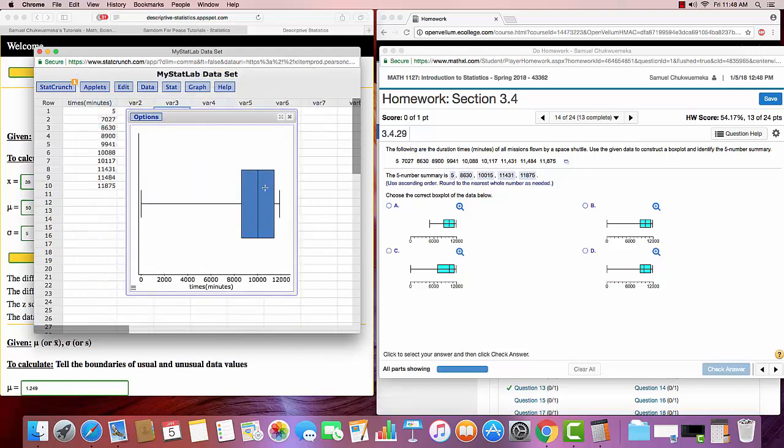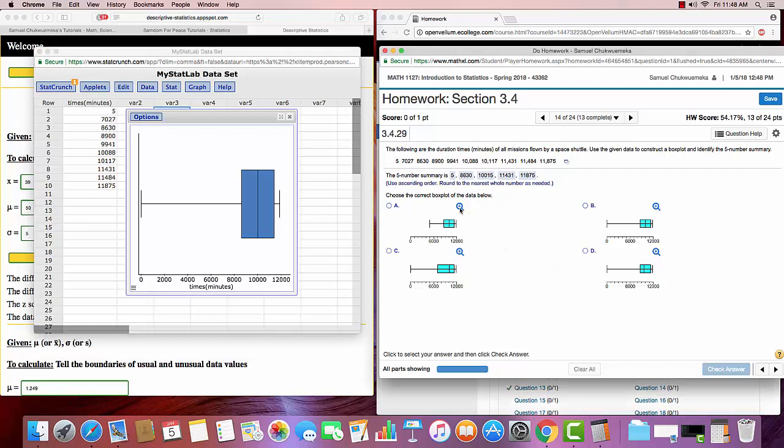If you point your mouse at this, you'll see the 5-number summary of data as well. Minimum, first quartile, median or second quartile, then third quartile, and the maximum. So we could have just done this as well, but I wanted to show you the other way. All right, so let's start by elimination. Who are we going to eliminate?